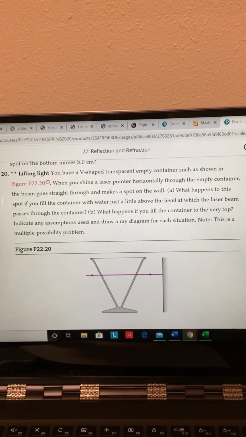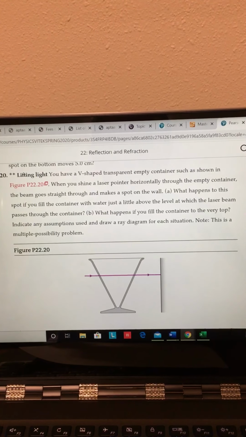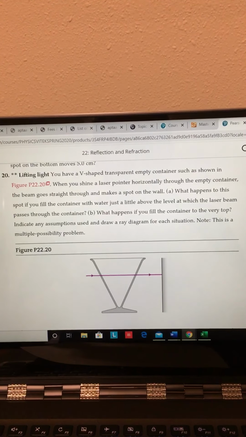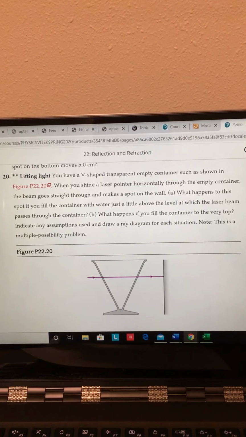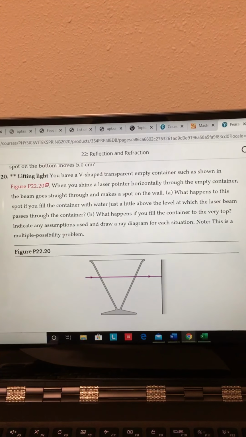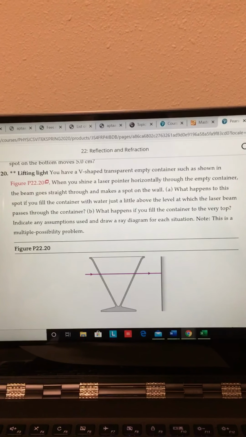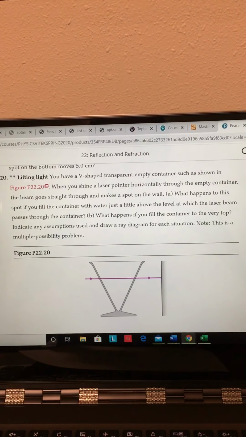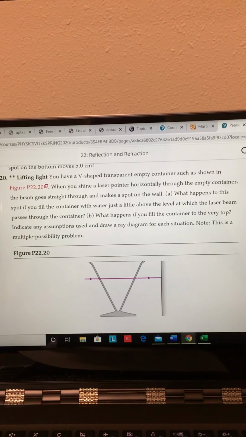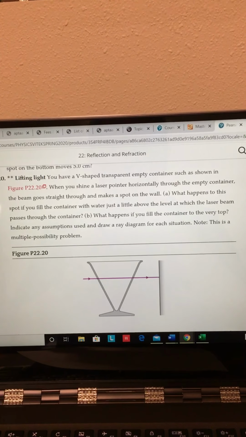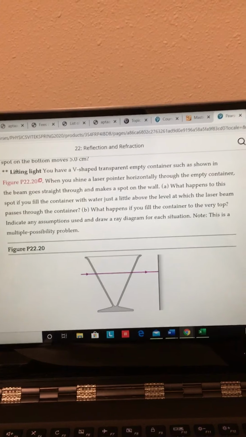When you shine a laser pointer horizontally through the empty container, the beam goes straight through and makes a point on the wall. What happens to this spot if you fill the container with water just a little above the level at which the laser beam passes through the container? What happens if you fill the container to the very top? Indicate any assumptions used and draw a ray diagram for each situation.